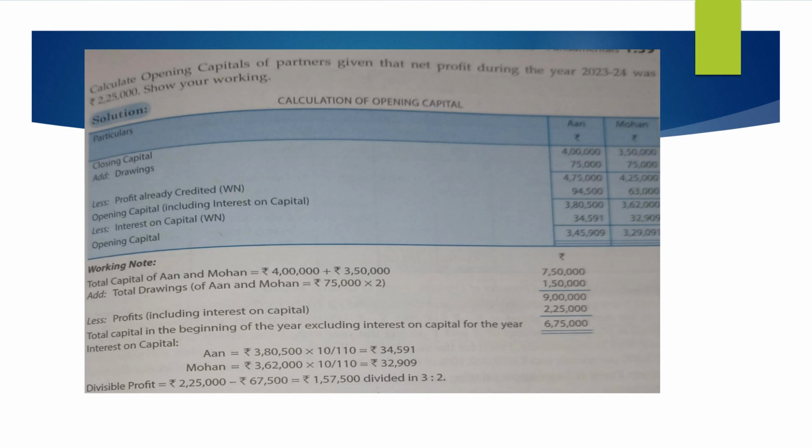So let me explain it to you in Tamil again. Anne and Mohan are partners. They already have 4 lakh and 3,50,000 capital shares. What is their share capital? 4 lakh and 3,50,000 closing capital.